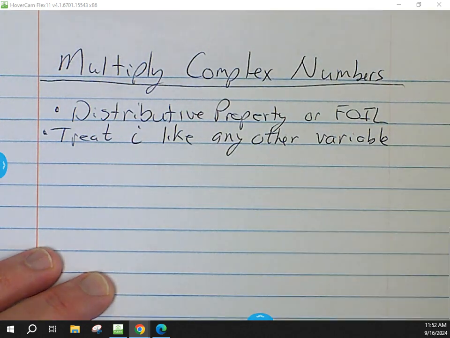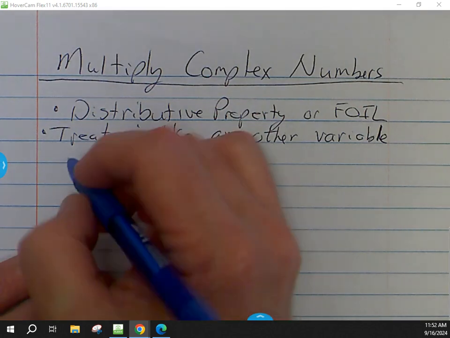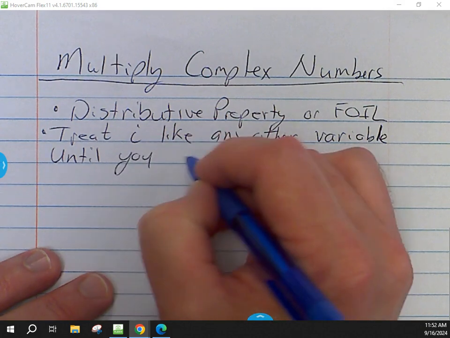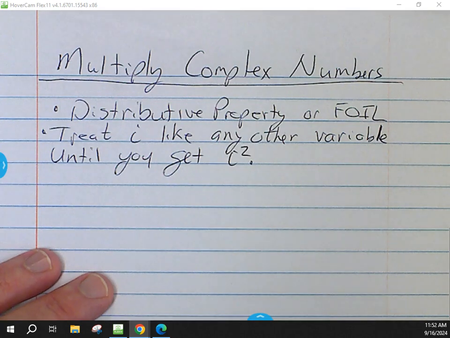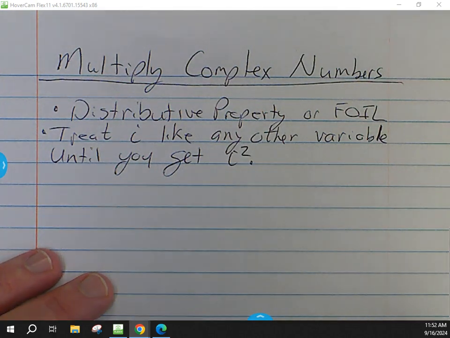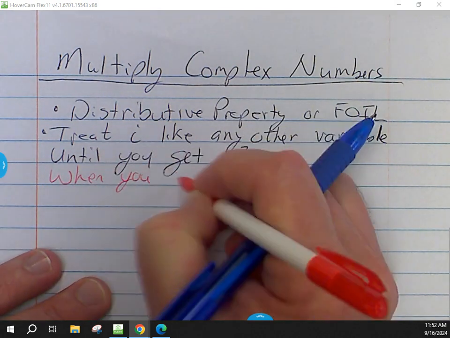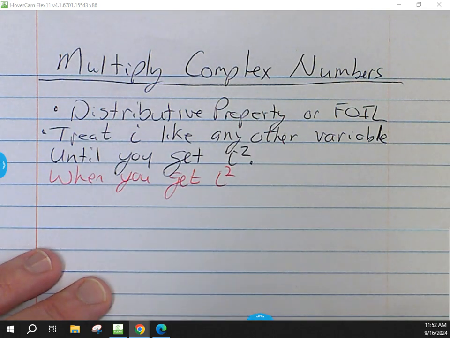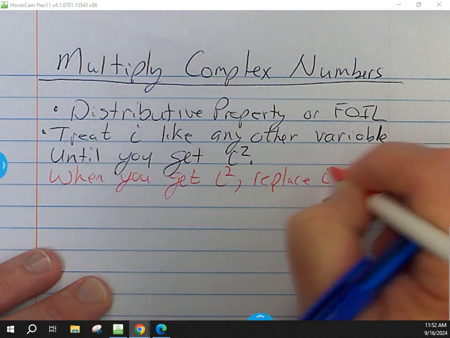Okay, now this one's got one little extra thing to it. You're going to treat i like any other variable until, because it's not a matter of when, but until you get i squared. When you get i squared, you're going to replace i squared with negative 1.